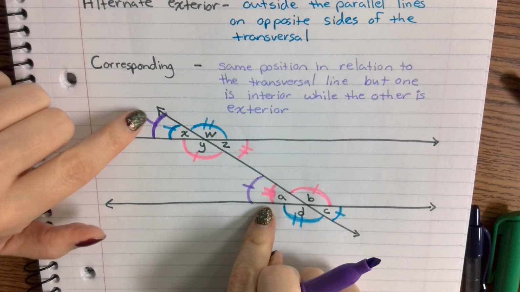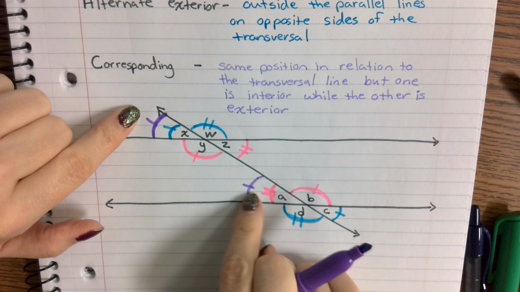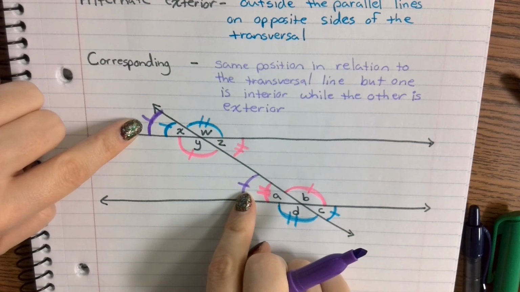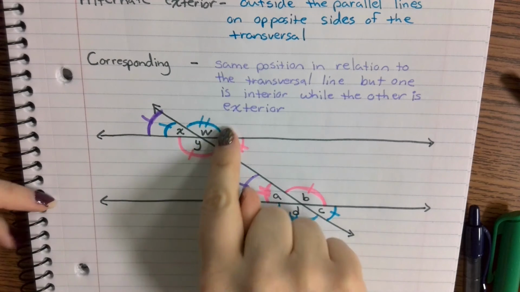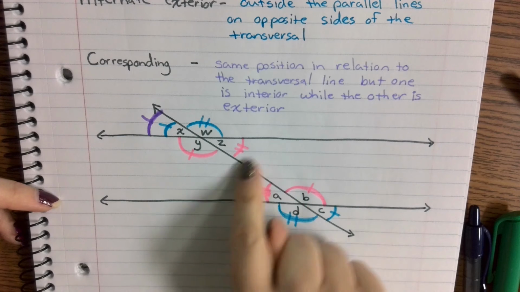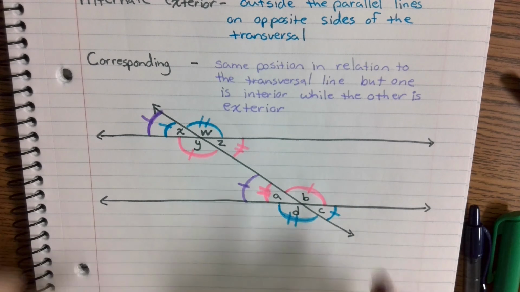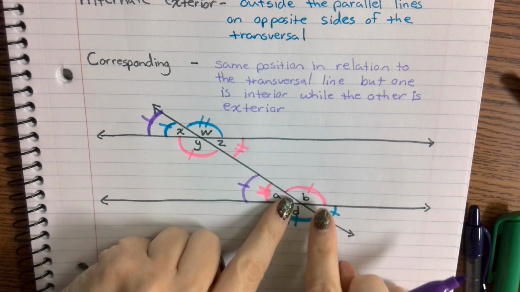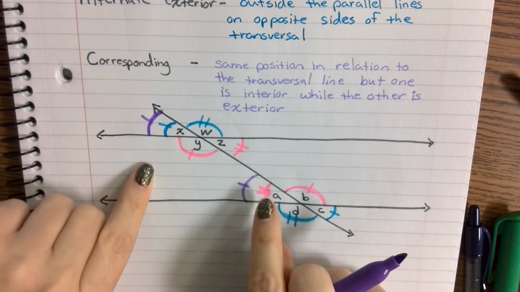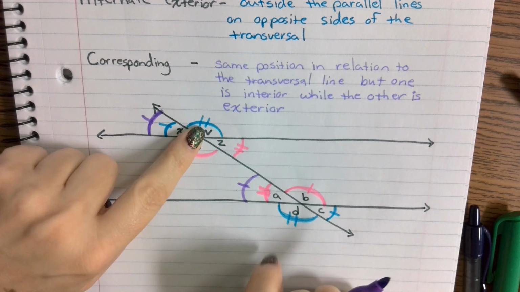One of them is exterior. X is exterior. The other is interior. A is interior. These are corresponding. So if you focus on just these clusters, this is an individual cluster, this is another individual cluster. If I were to take this cluster and slide it on up here, A and X would overlap. Does that make sense?